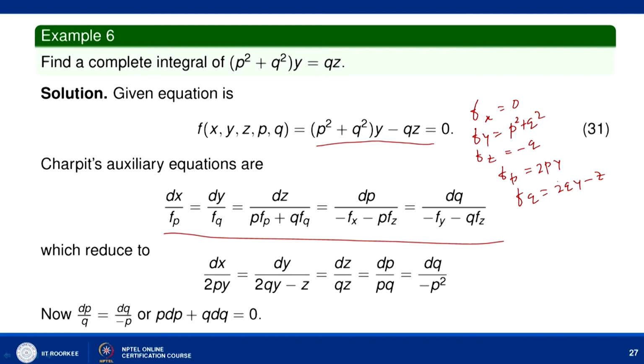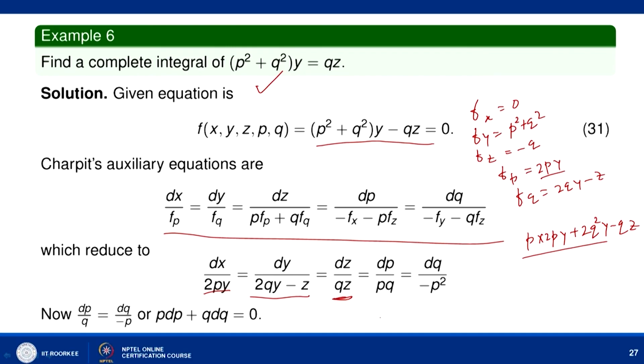Using these derivatives, now write dx/f_p, which is dx/(2py); dy/f_q, so f_q is 2qy − z; and dz/(p f_p + q f_q). Now p f_p is what? p into 2py plus q into (2qy − z), so 2q²y − qz. This is 2p²y + 2q²y − qz, and if you use the equation, this is 2qz, so 2qz − qz is qz here.